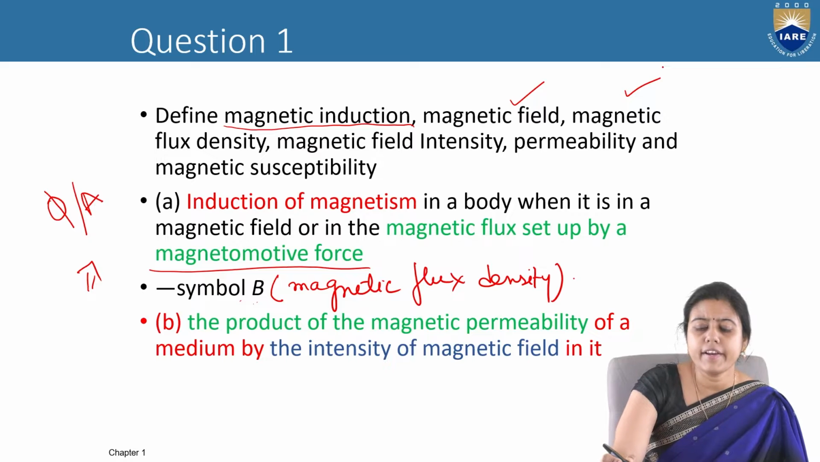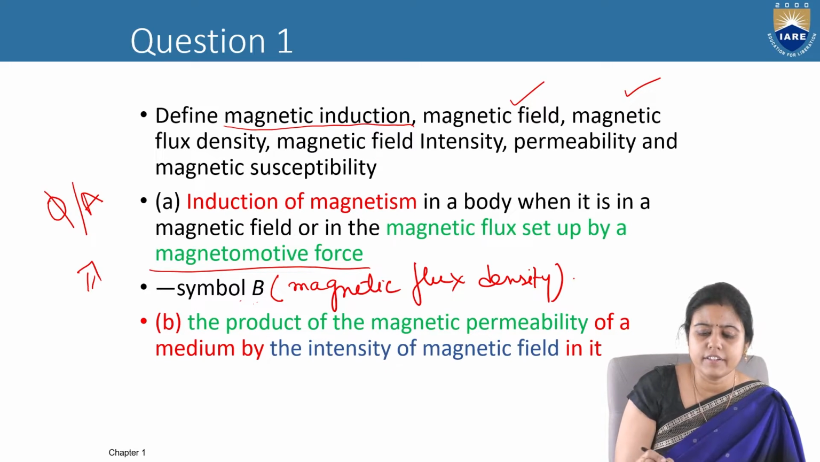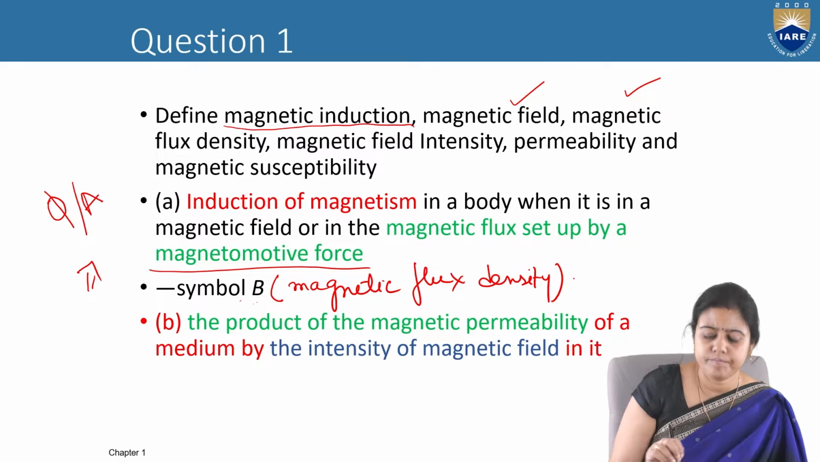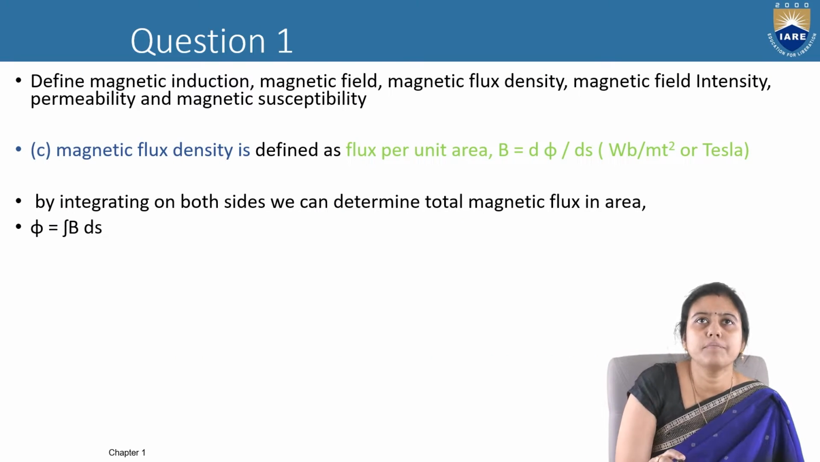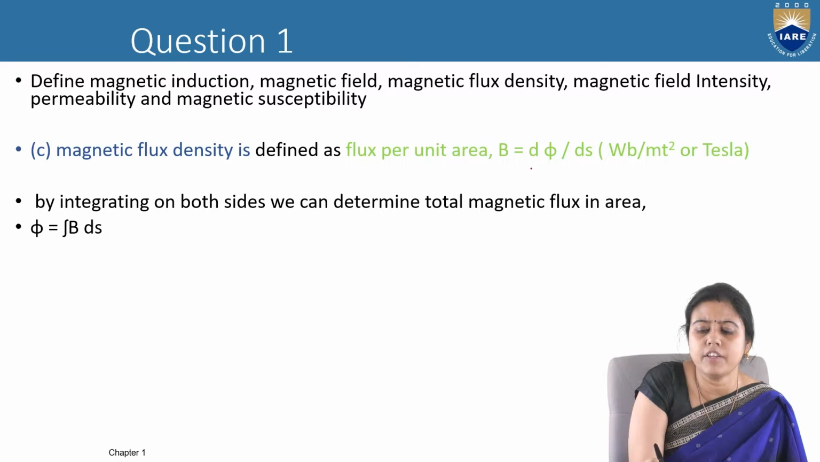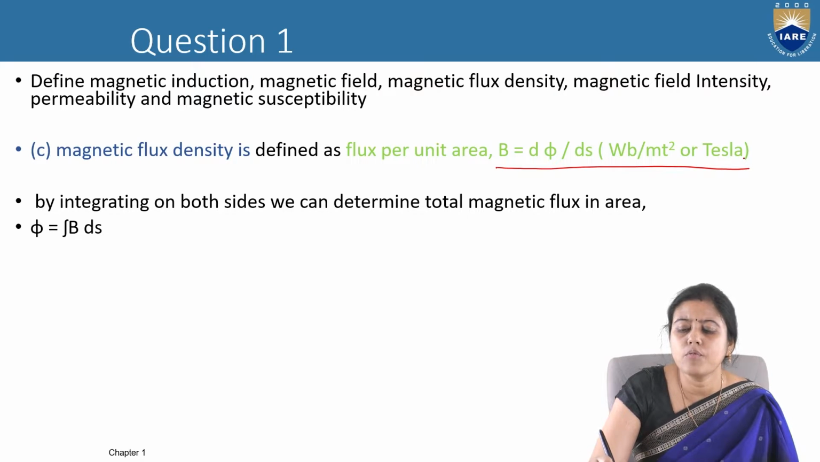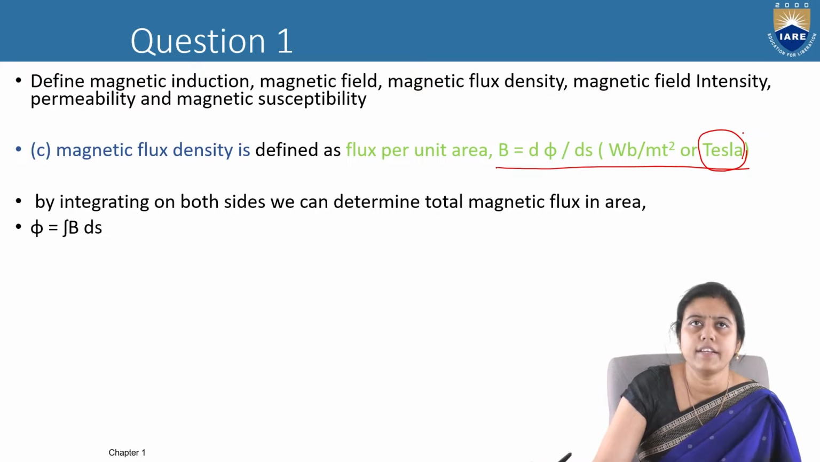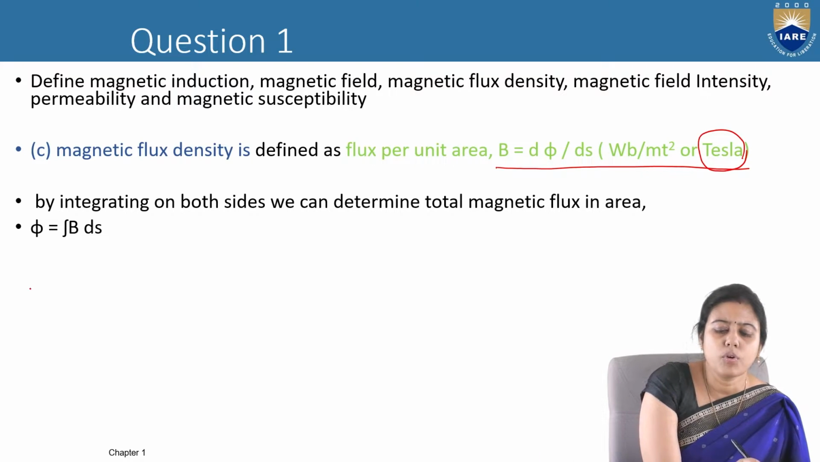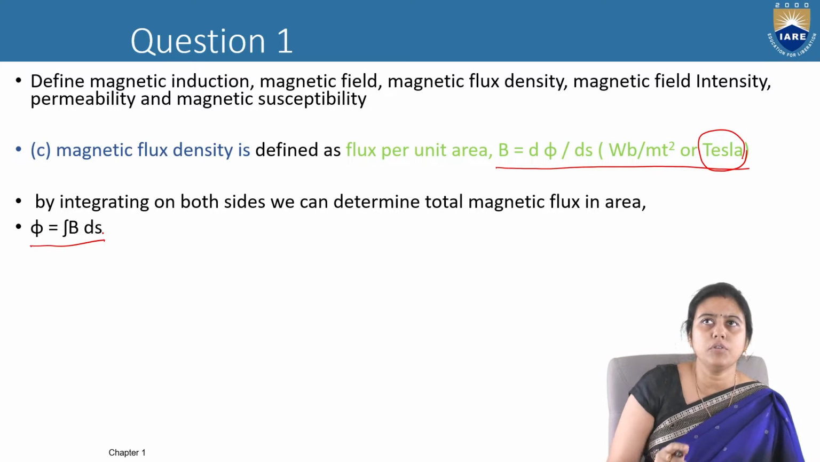What is the magnetic field intensity? So what is magnetic flux density? Magnetic flux per unit area. We can also write B is equal to d phi by dS. And what is the unit? The unit is Weber per meter square, and we can also call it Tesla. By integrating both sides, we can get the total magnetic flux. Phi is equal to the integral of B dot dS.